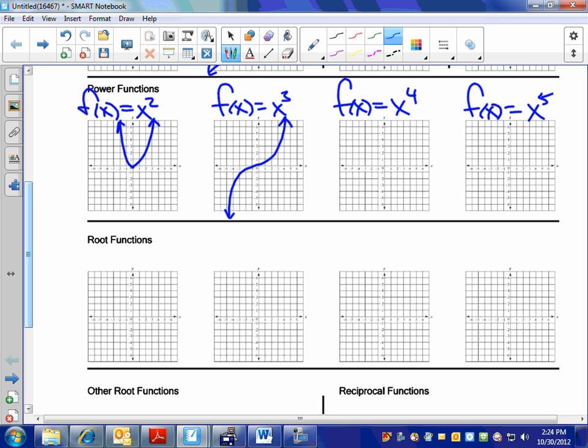Just to give you guys an idea, x squared, parabolas, we're going to transform those. We want to make them look different, and so we're actually going to graph ones that look like that. And for cubic, we're going to graph cubic ones that look like that. Okay, so we're going to change things around and make them look different. Now, if it's to the fourth power, do you think it's going to look more like the cubic or more like the squared?